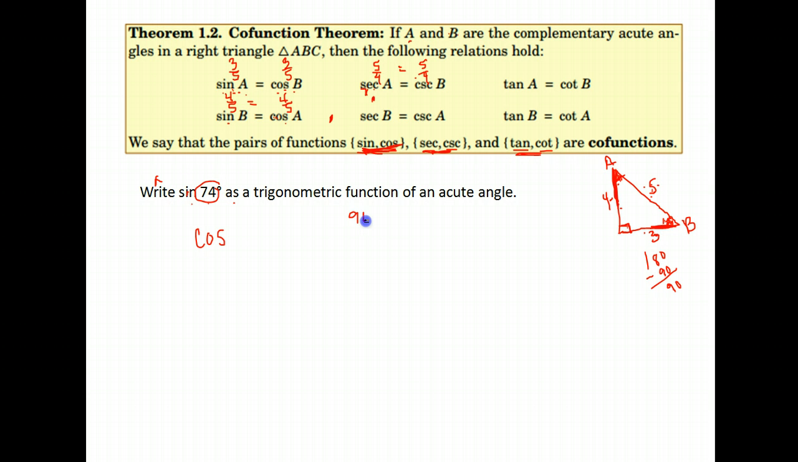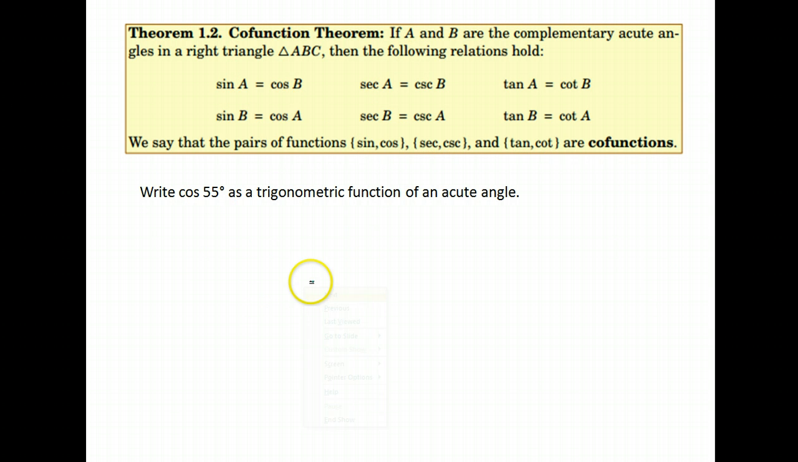So if we just take 90 minus 74, we get 16. The remaining angle in the triangle would be 16 degrees, because we have our 90-degree angle, a 74-degree angle, the remaining one would be 16. So the sine of 74 is the same as the cosine of 16. The reason I subtracted from 90 is because this is for complementary angles, and those are two angles that come together to be 90 degrees. So if I subtract one from 90, I would get the other. We're going to do more examples of this, so hopefully it'll clear up more as we go.